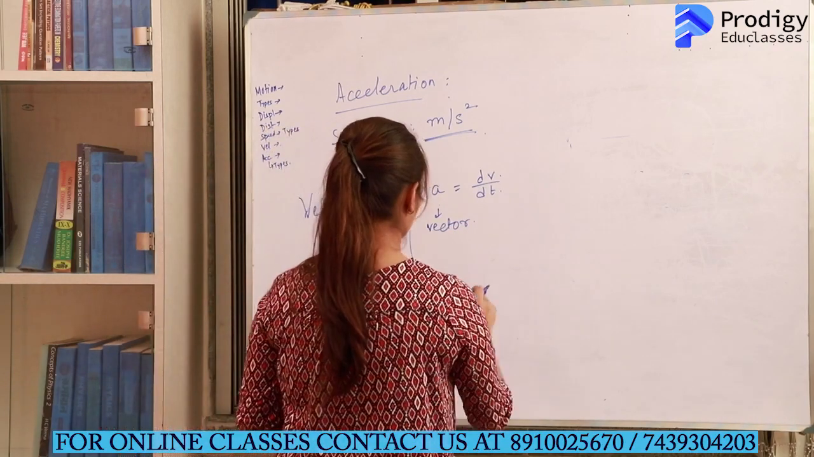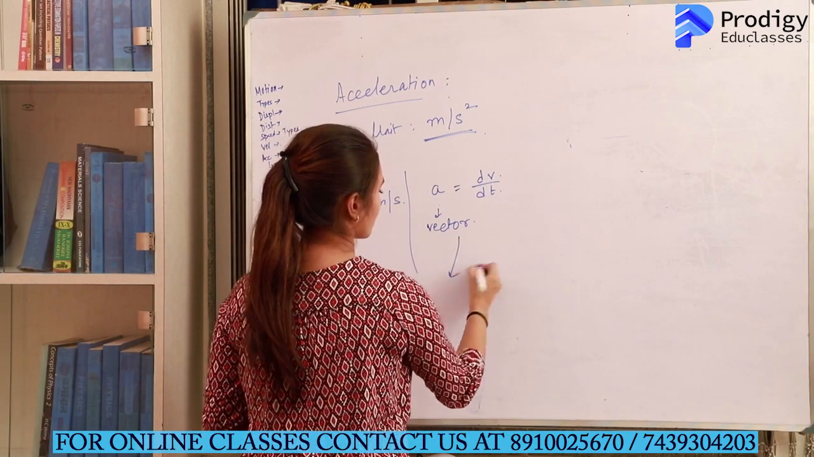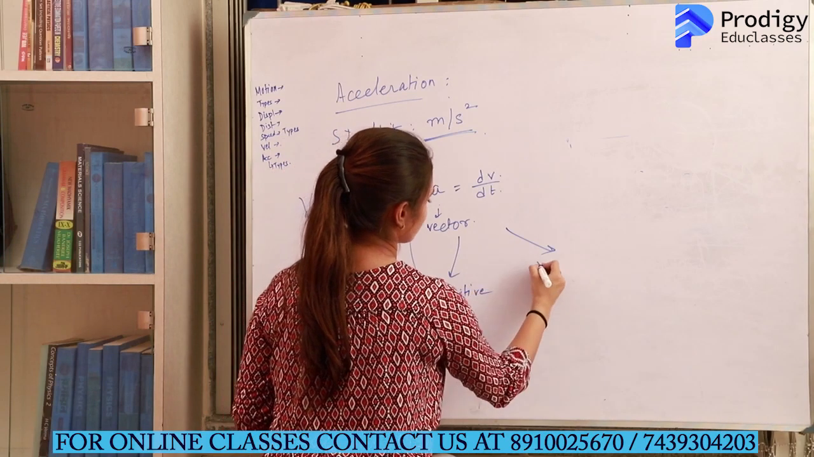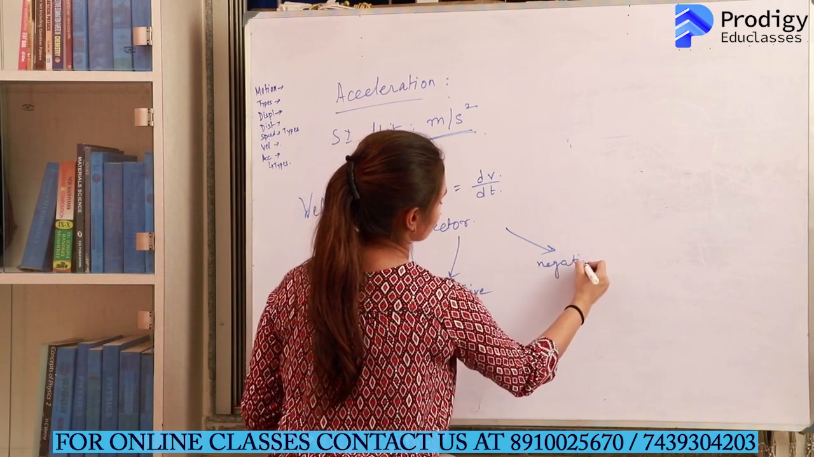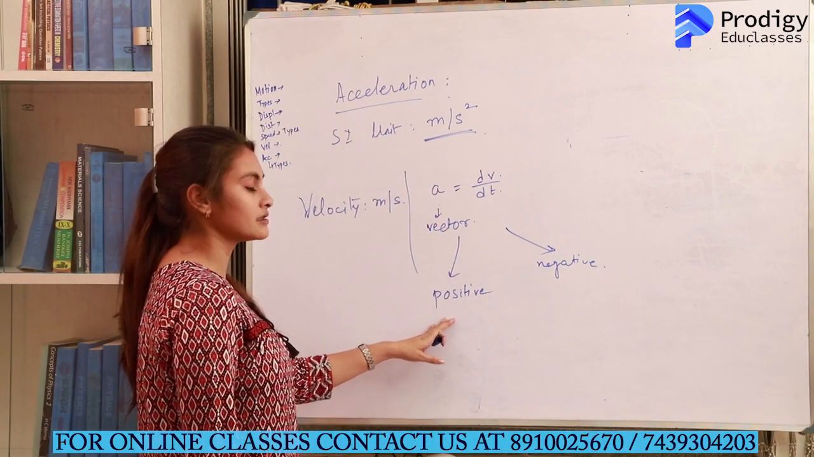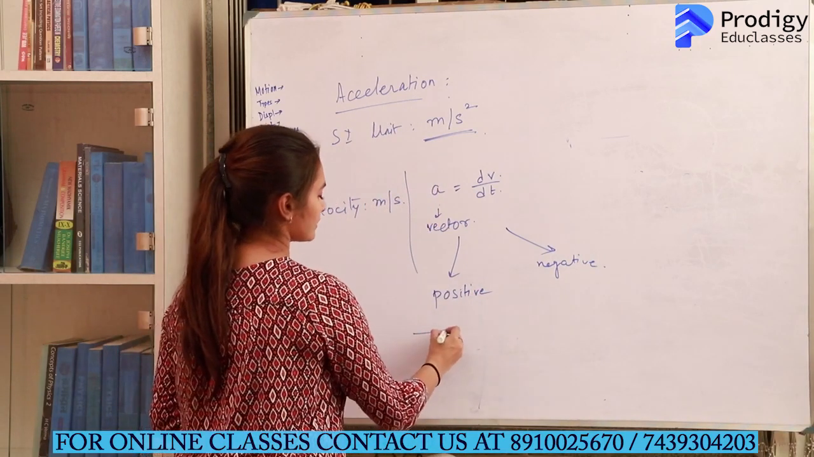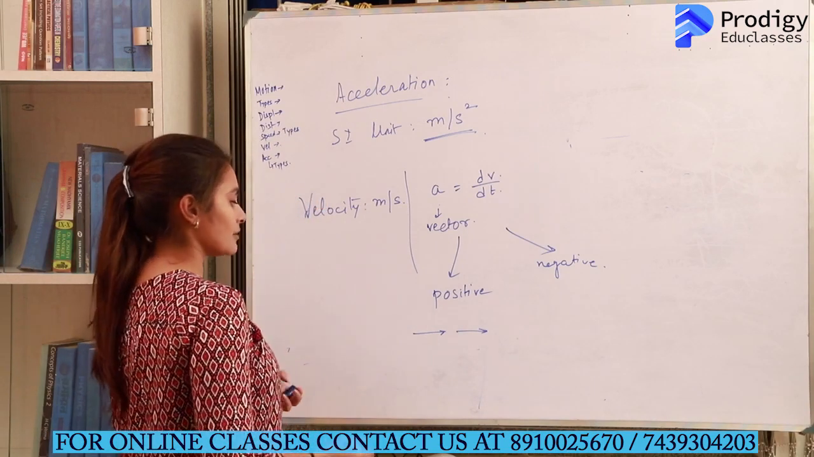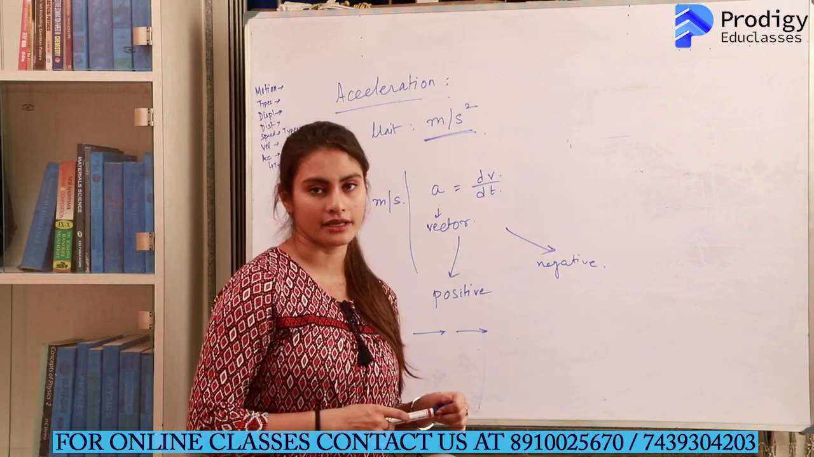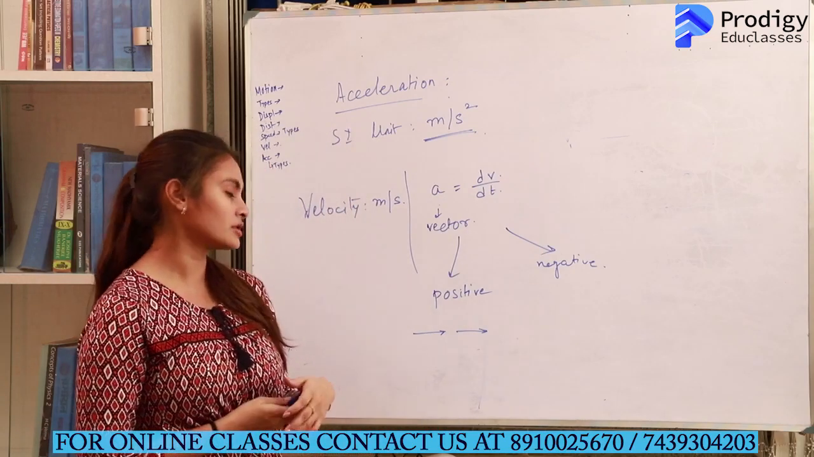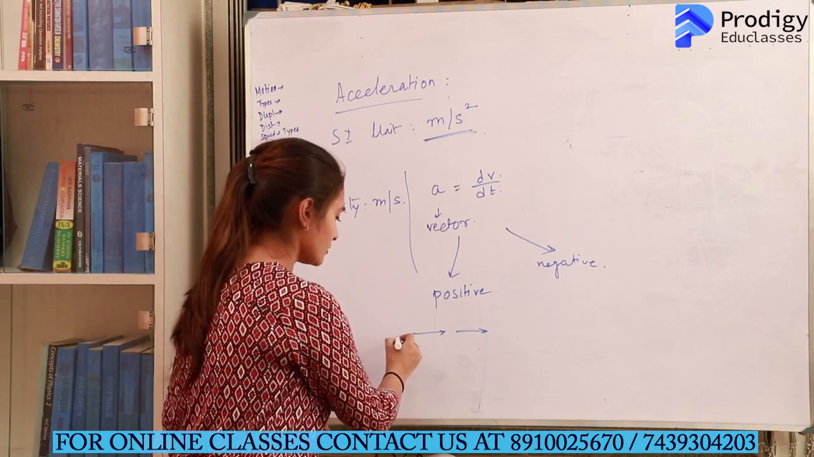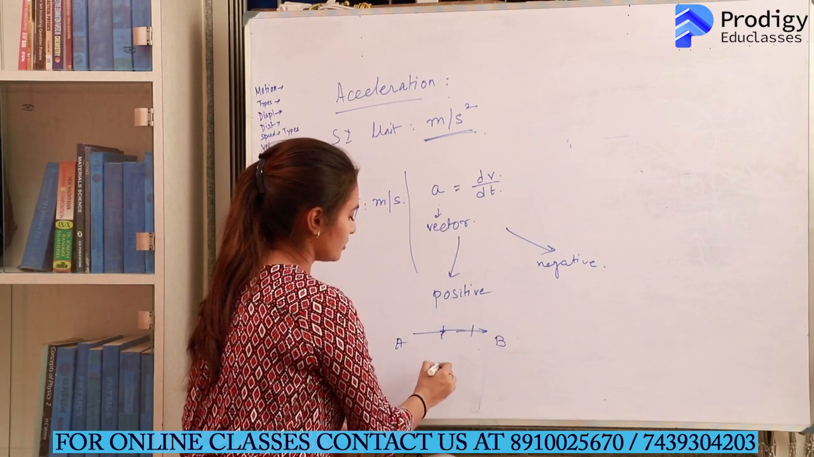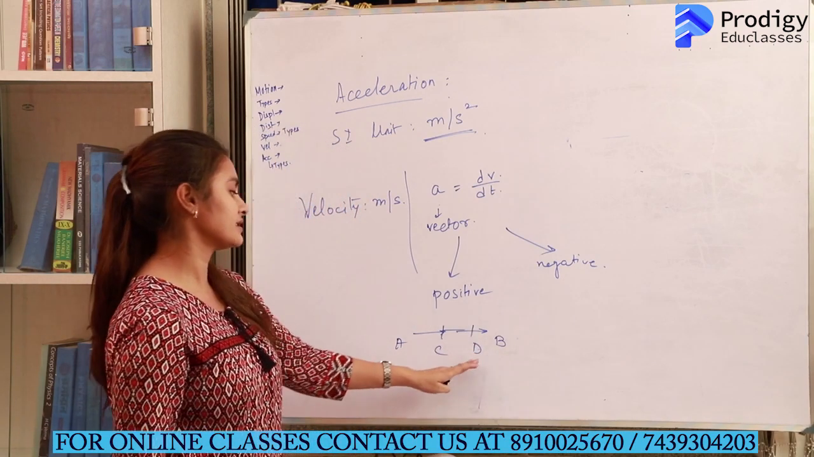There are again three types of acceleration, not three types, there are two types of acceleration. One is positive acceleration and another one is negative acceleration. What is positive and negative acceleration? Positive acceleration is when the acceleration keeps on increasing with its motion. For example, suppose a car has started from point A to point B. So in its course, suppose there are certain in-between points. Till now we used to take only A to B, but now we will take some in-between points also. Suppose the in-between points are C and D.